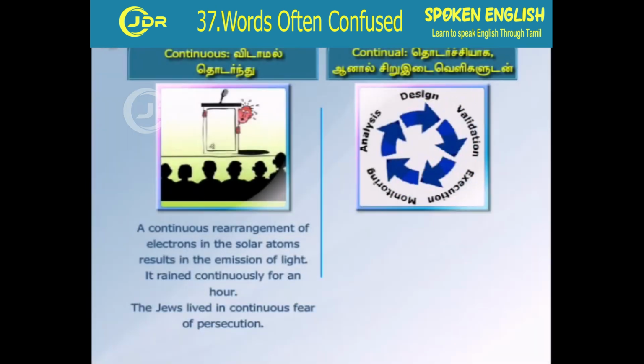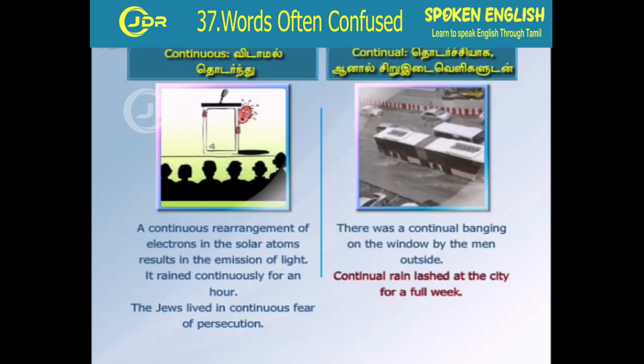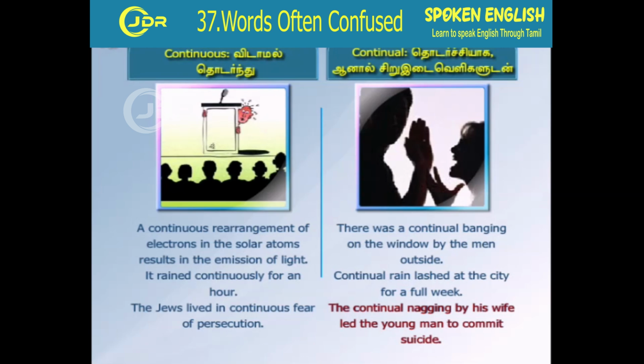Continual, தொடர்ச்சியாக, ஆனால் சிறு இடைவெளிகளுடன். There was a continual banging on the window by the men outside. Continual rain lashed at the city for a full week. The continual nagging by his wife led the young man to commit suicide.